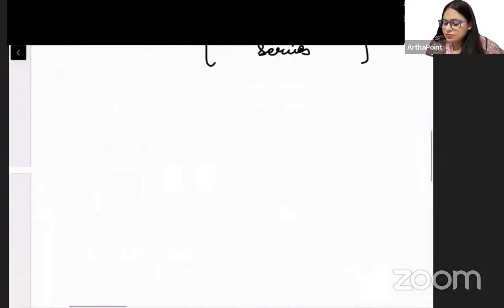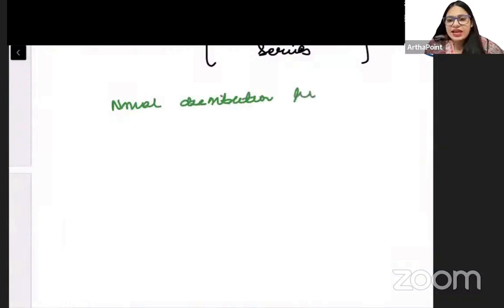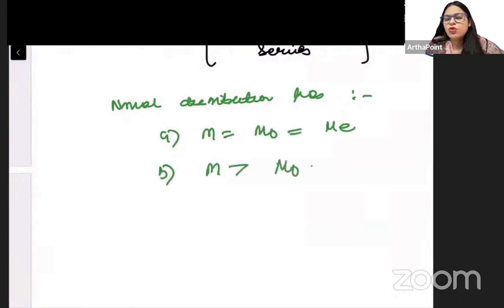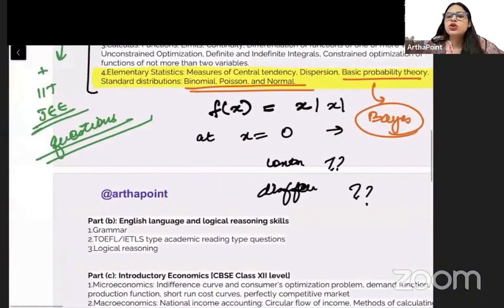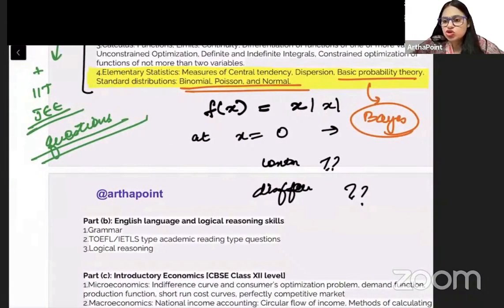So for example, again, beta, if I ask you that a normal distribution has, and I give you options: A, mean equal to mode equal to median, B, mean greater than mode greater than median, C and D. Then you should know that when I am talking about something normally distributed, which is symmetric, mean, median, mode are equal to each other. So you need to revise each and every property of normal, binomial, and Poisson distribution.